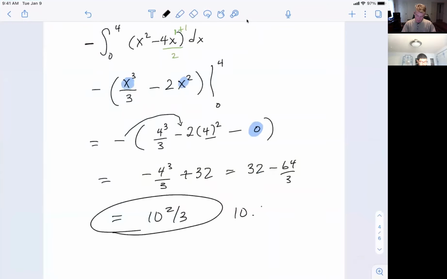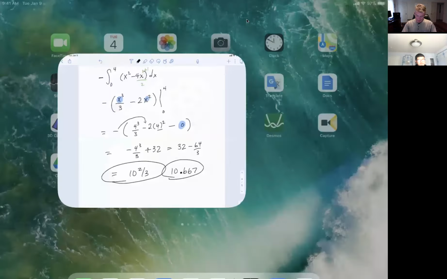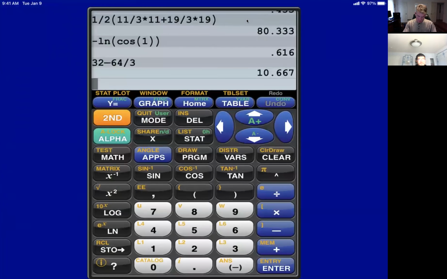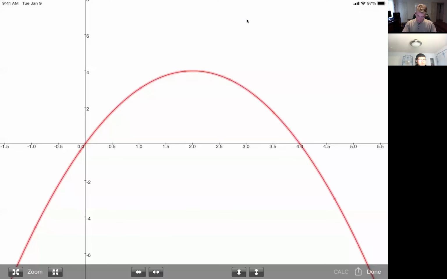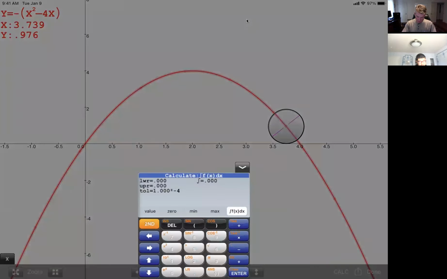Or 10.667 if you go to 3 decimals. So then let's see if I got it right. Go back to the graph. And then ask the calculator, integrate from 0 to 4. And sure enough, it says that the area is 10.667. So I got that one right.